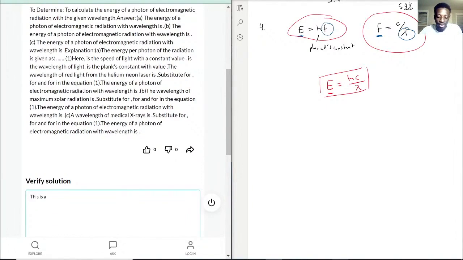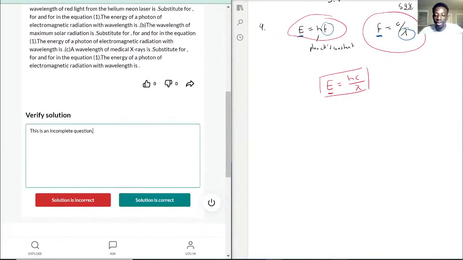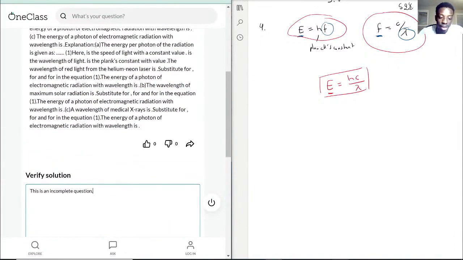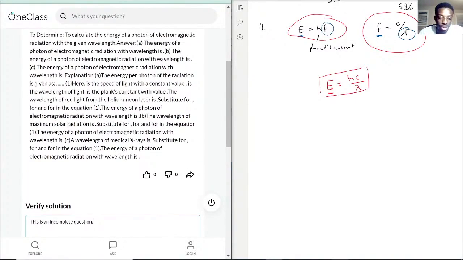I'm going to mark this as an incomplete question so that people don't get confused when they see this, and I'm just going to mark it as wrong. But just remember, they do mention using Planck's constant and the speed of light, and that's really all you need. And then different wavelengths, like if they say it was violet, in the 400 nanometer range, you can use that to find what type of energy is produced.